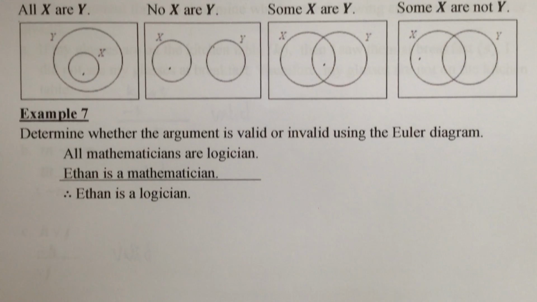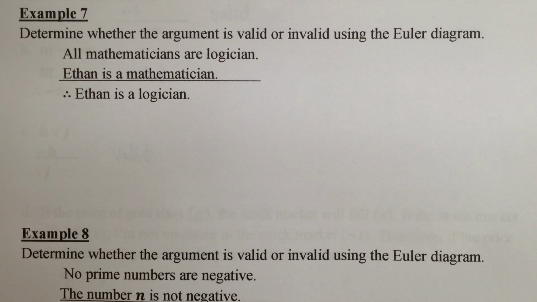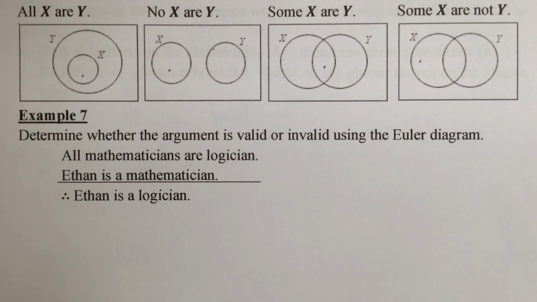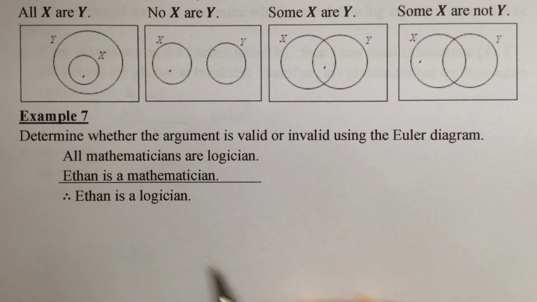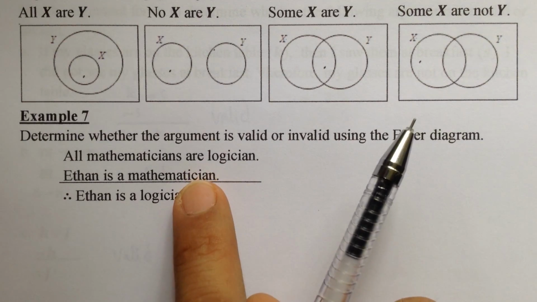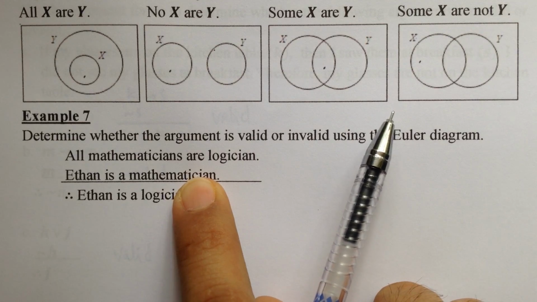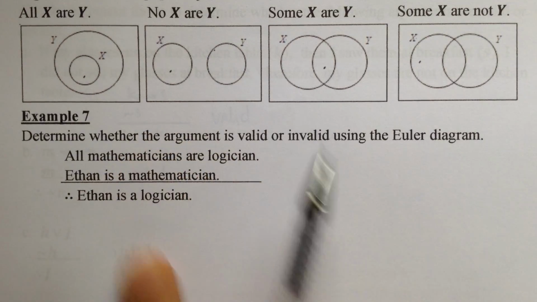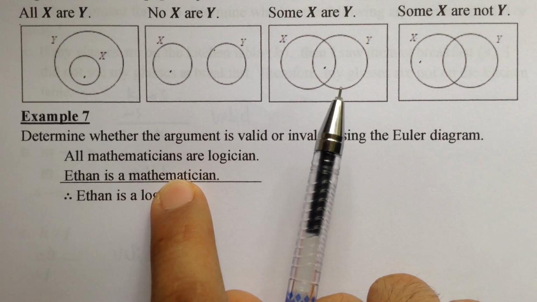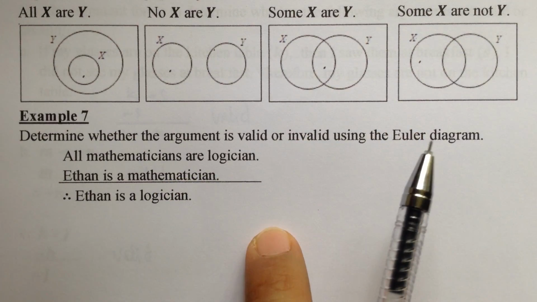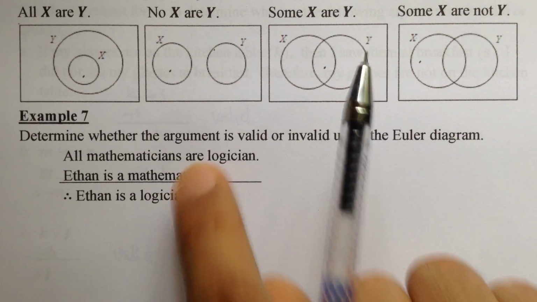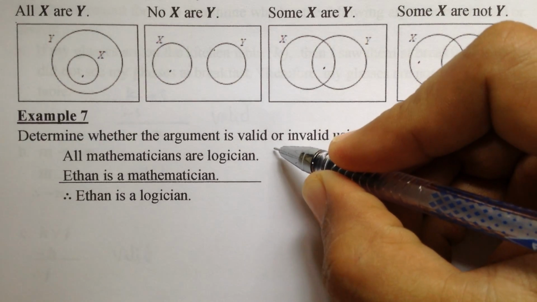let's consider our first example. We will refer to the diagram from time to time. The idea here is you have to construct the Euler diagram for this argument based on the premises, and then from the diagram that you have made, you have to check whether your conclusion is consistent with that diagram.